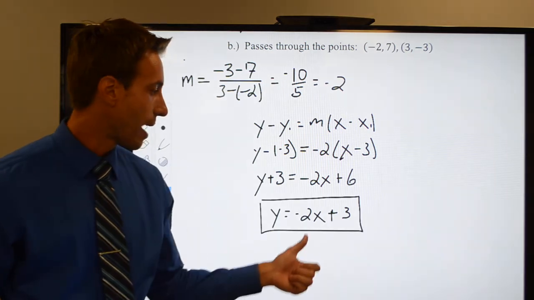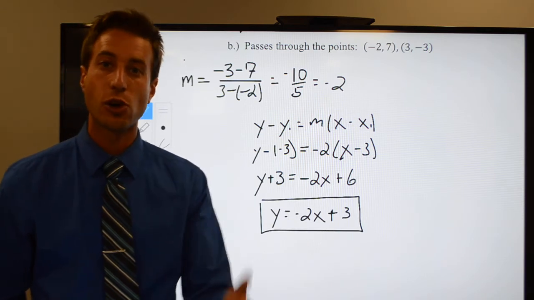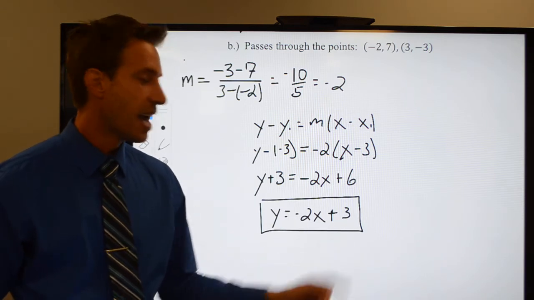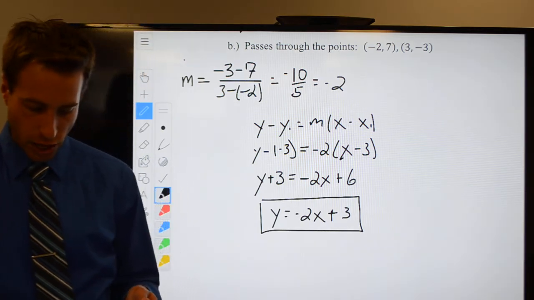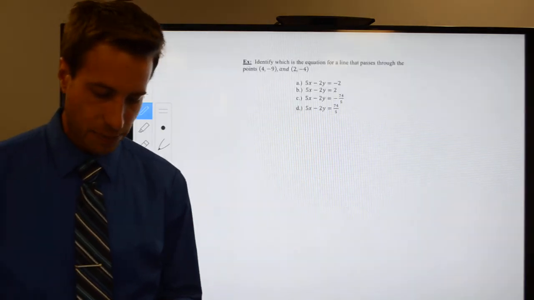There we go. I now have the equation for my line. It is in slope-intercept form. There's my slope, and there is my y-intercept. Hey, let's go ahead and give another one of these a shot. I believe I've got one for you on the next page of the notes.